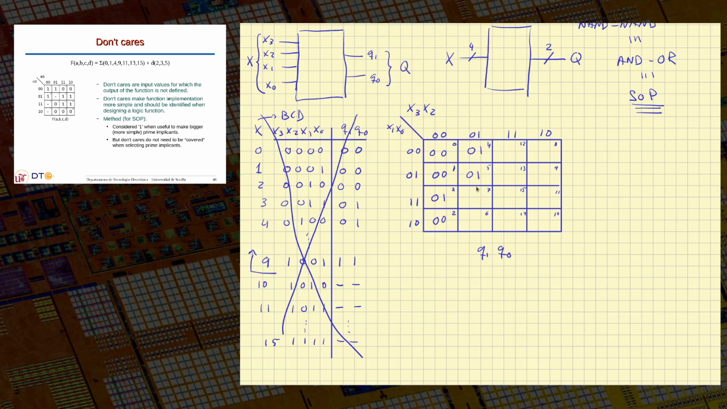This gives a 1. 6 divided by 3 is 2. 7 is 2, 8 is 2 as well, 9 is 3, and from here on, all those values are don't cares.